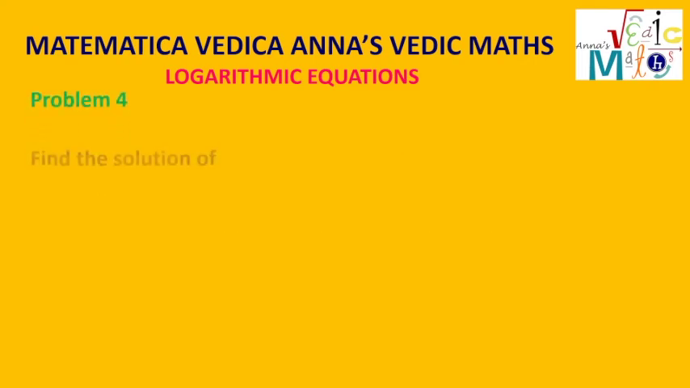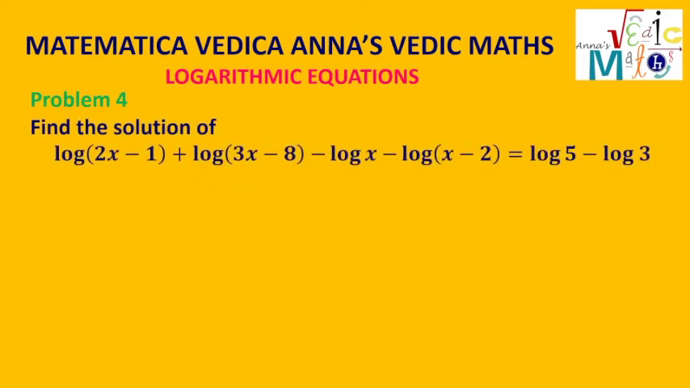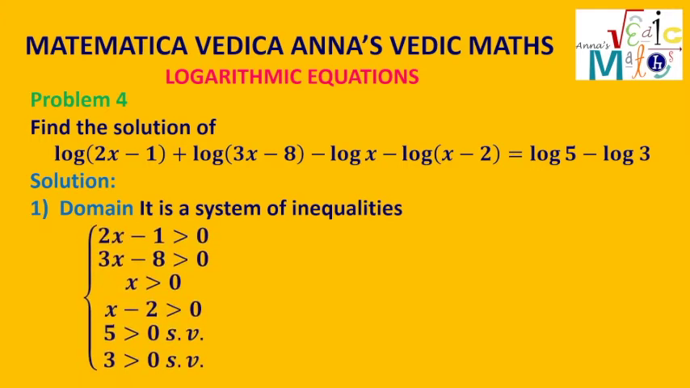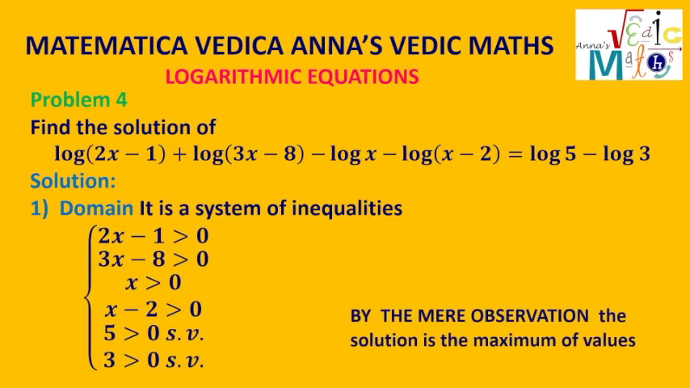One more example, we want to find the solution of this equation. Logarithm 2x minus 1 plus log 3x minus 8 minus log x minus log x minus 2 equal log 5 minus log 3. The first step is to find the domain. The domain is the system of inequalities of the arguments. As we saw before, by mere observation, the solution is the maximum of the values. So we accept all the solutions that are greater than 8/3.